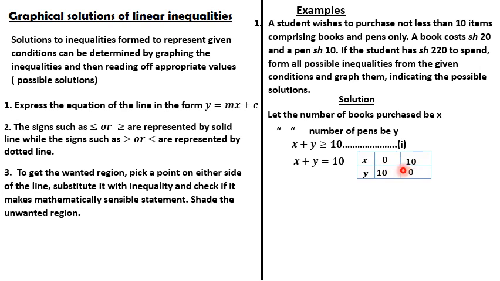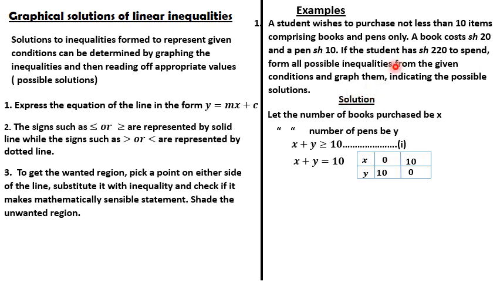On the other side, you can also substitute Y to be 0. Once you substitute Y to be 0, you have X plus 0 is equal to 10, and therefore X becomes 10. These are the points that we are going to plot on the Cartesian plane. So then we can obtain the boundary line.